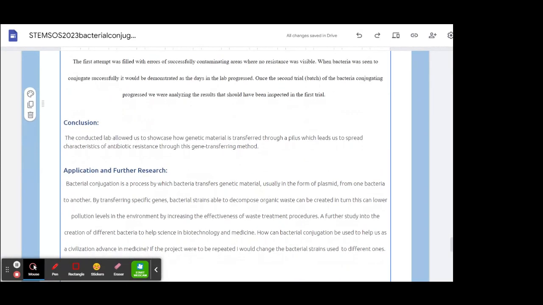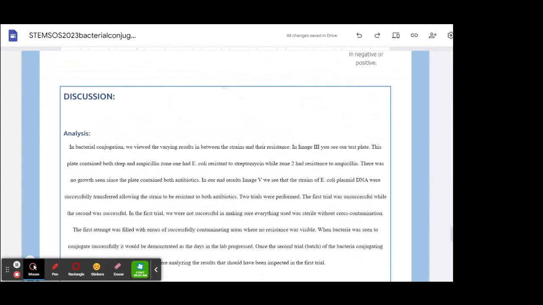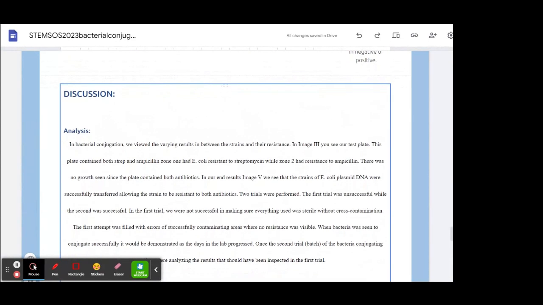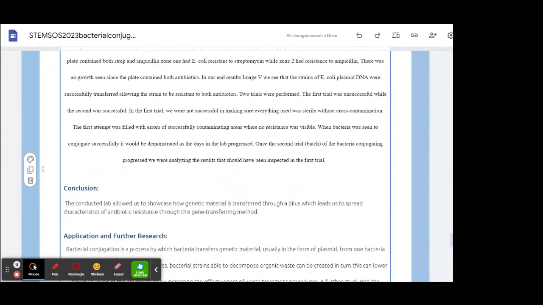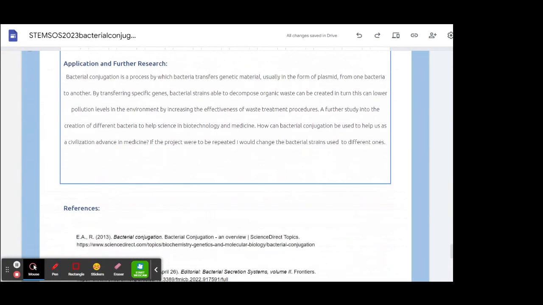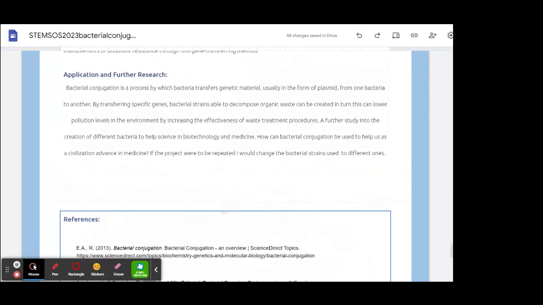This progress can create bacterial strains that are able to decompose organic waste, improving waste treatment and reducing environmental pollution, as well as holding a potential for advancements in biotechnology and medicine, which contribute to our civilization's medical progress.